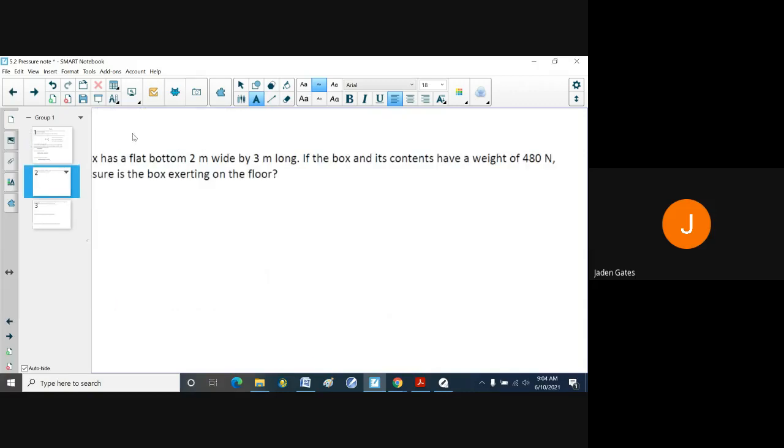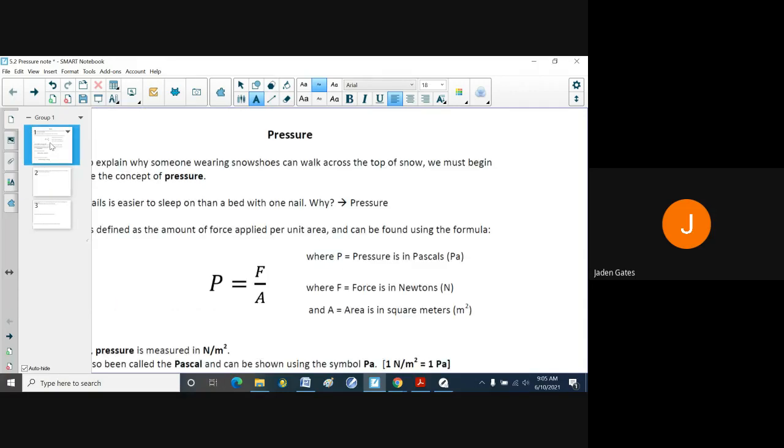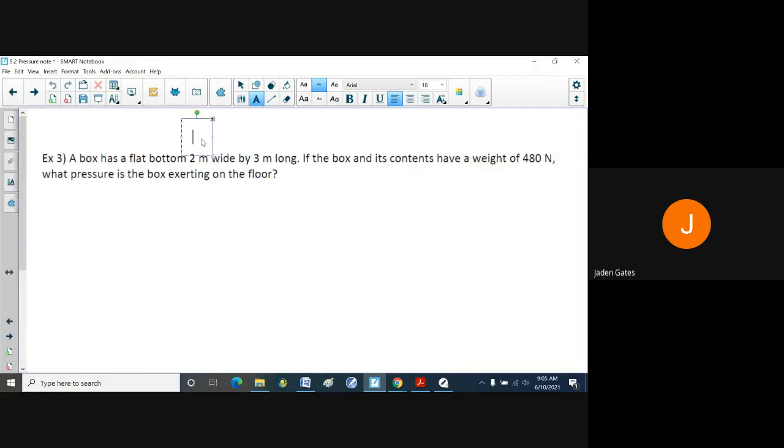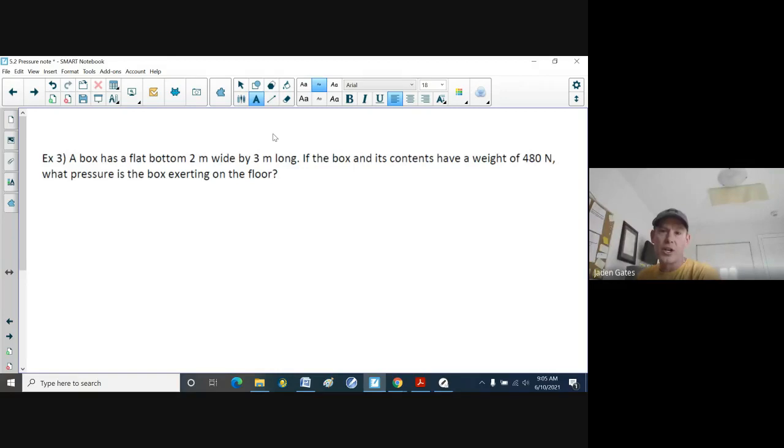All right, now we're going to use this formula, P equals F over A. That's what we're going to get into now. A box has a flat bottom, 2 meters wide by 3 meters long. If the box and its contents have a weight of 480 newtons, what pressure is the box exerting on the floor?